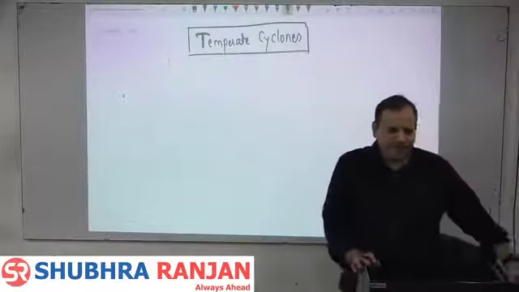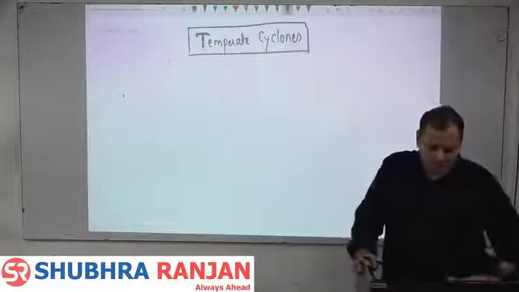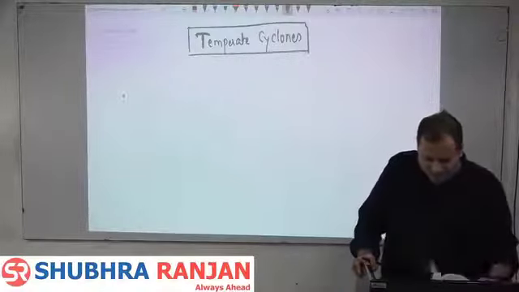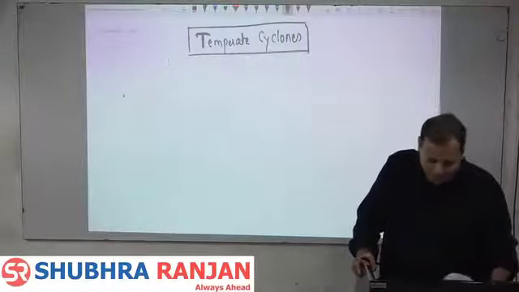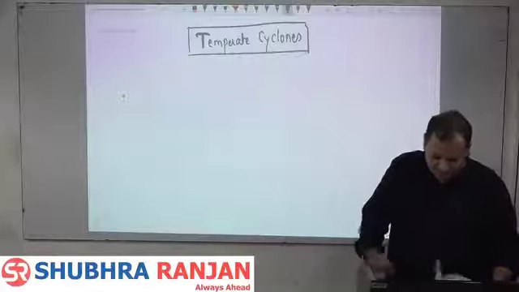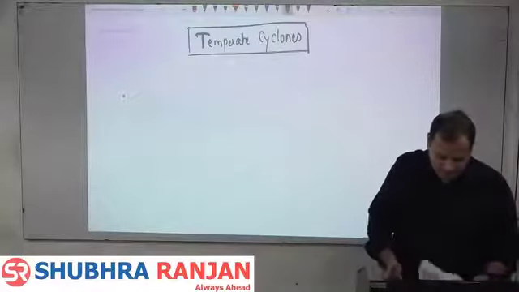We are starting with the temperate cyclones, that is the life cycle of the temperate cyclone. Temperate cyclone is a disturbance which occurs in the temperate latitudes, fine. And क्यों होता है? Due to the formation of the fronts. I will use this book for certain diagrams in the temperate cyclone.